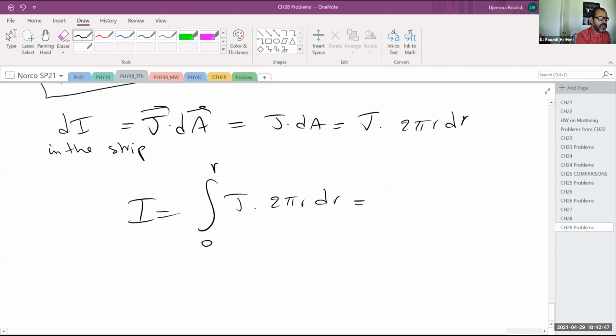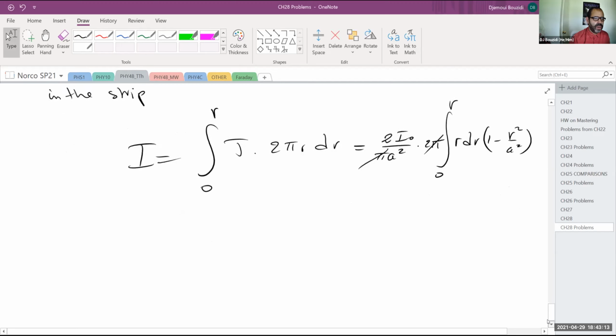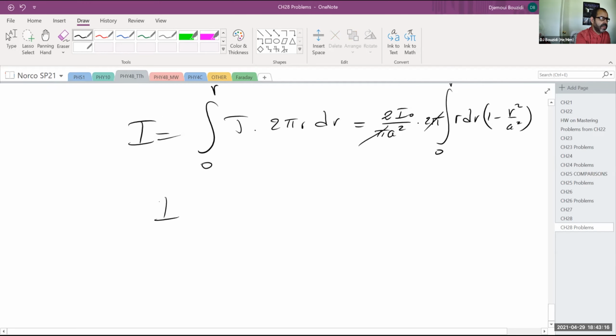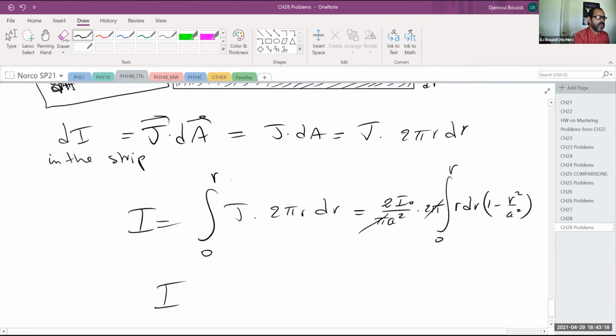So this is going to be 2 times I naught divided by pi a squared times 2 pi, the integral from 0 to r. I am left with an r dr times 1 minus r squared over a squared, and that's it. Now I can do this calculation in here. First of all, I need to get rid of this 2, this pi, and the 2 times 2 is 4.